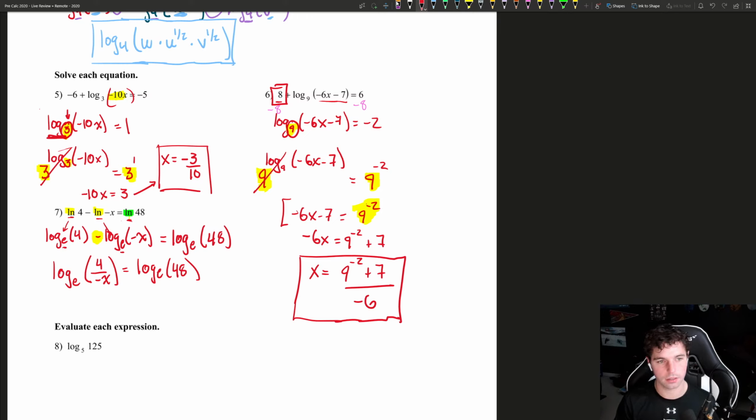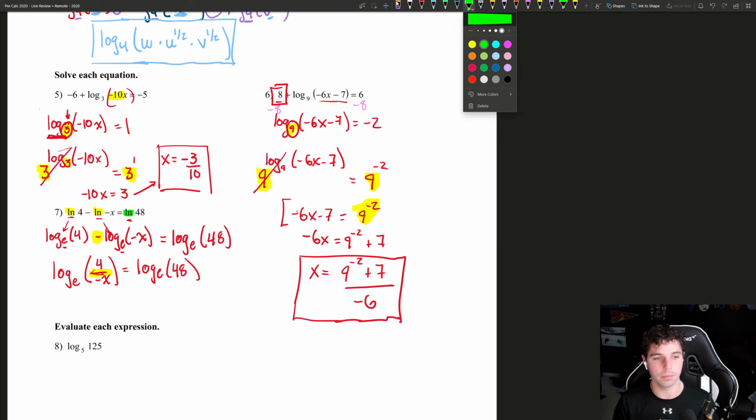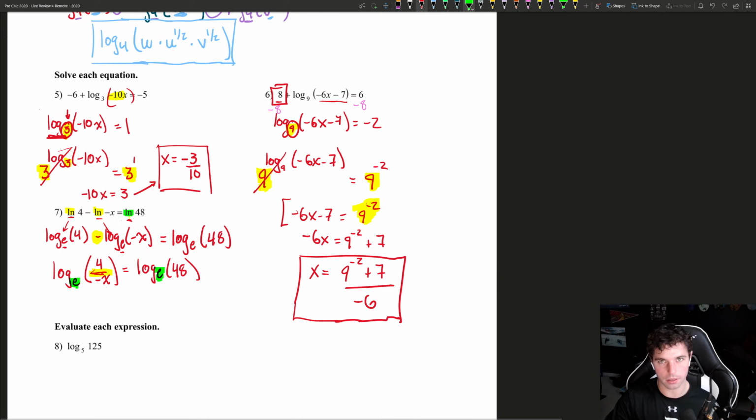That is using that condensing that we did up above. Okay, so subtraction means quotient, right? And then from there, we have a log base e on the left and a log base e on the right, and there's nothing else. So because of that, we can use that one-to-one property, which basically just means that we can cancel these two logs and just solve as is. So 4 divided by negative x is equal to 48.